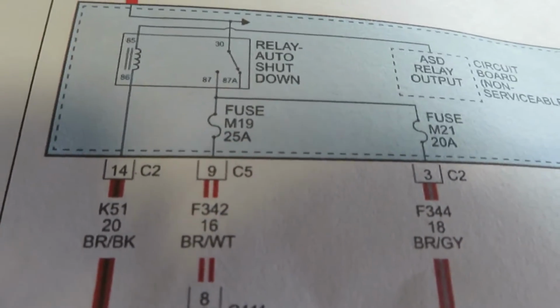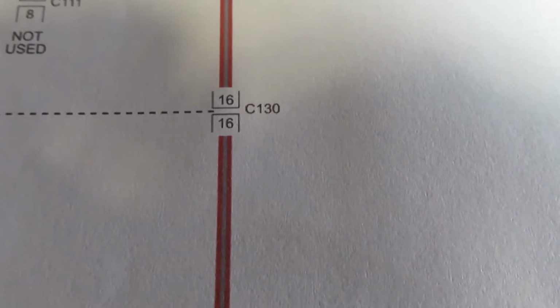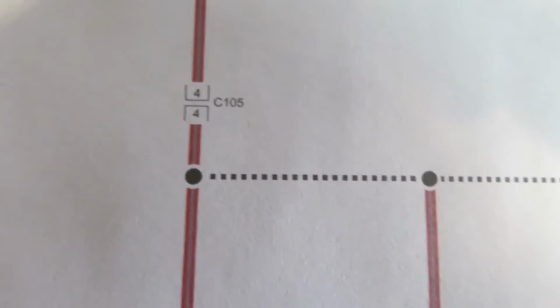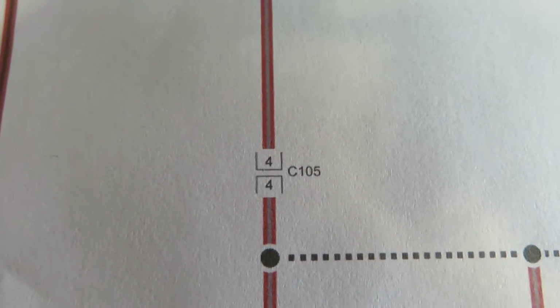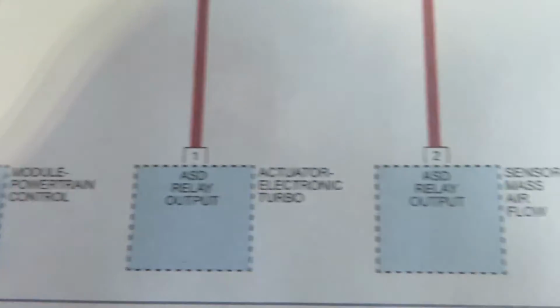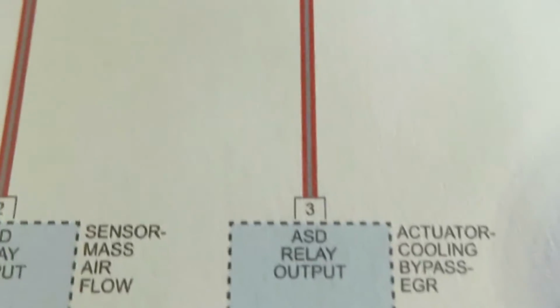On this vehicle, M19 isn't used for anything, but M21, which is a 20 amp fuse, gets sent through connector C130 on the bottom of the TIPM. Another connector, 105, which I believe is the main engine harness. So that connector right there. And then goes down to the turbo actuator, mass airflow, and coolant, or EGR cooling bypass valve. So then if we put voltage to pin 87, the EGR valve and everything should work properly.